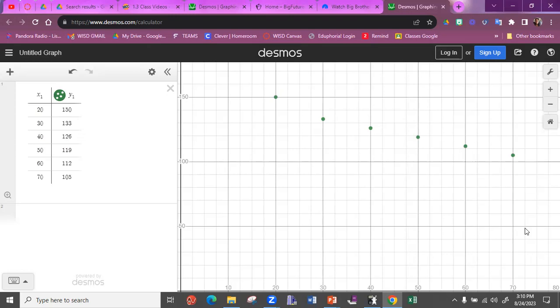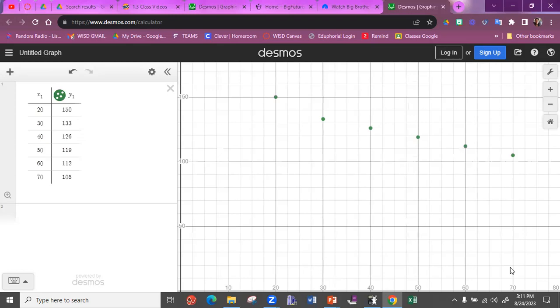All right, what type of relation do we have here? What type of scatter plot do you see? It's a negative linear, right? So we know that we have a negative linear relationship here. So we're going to find that negative linear equation, all right?